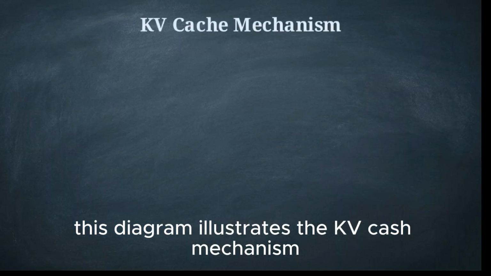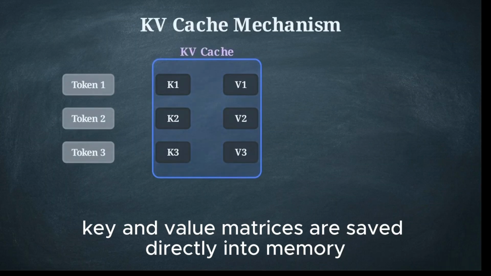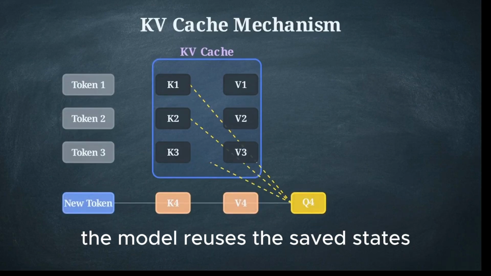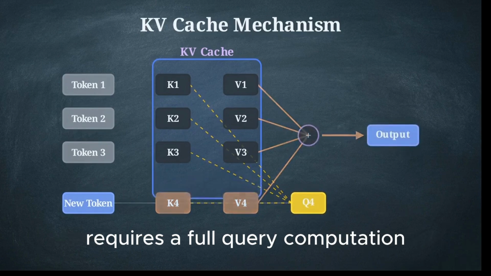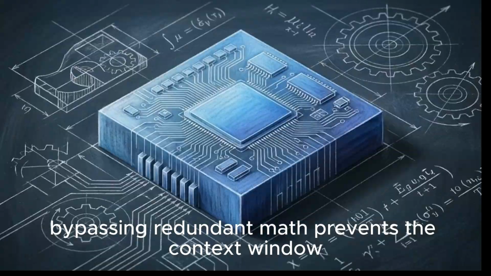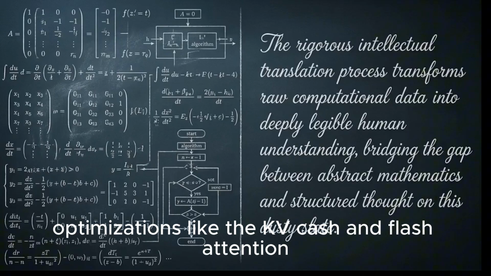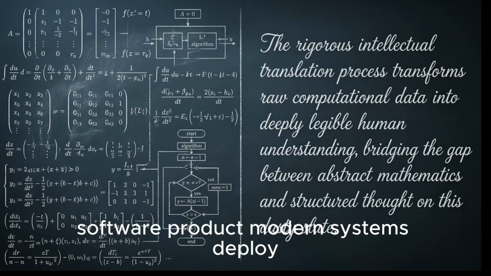This diagram illustrates the KV cache mechanism. Previously computed key and value matrices are saved directly into memory. When predicting the next word, the model reuses the saved states, ensuring only the absolute newest token requires a full query computation. Bypassing redundant math prevents the context window from exhausting the graphics processor. Optimizations like the KV cache and flash attention translate the theoretical framework into a viable software product.